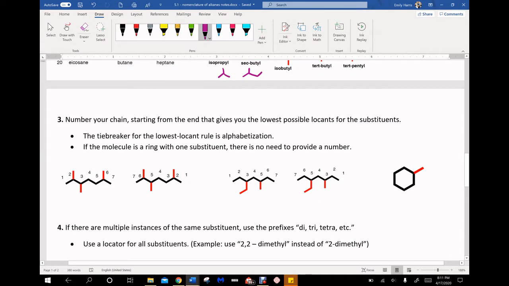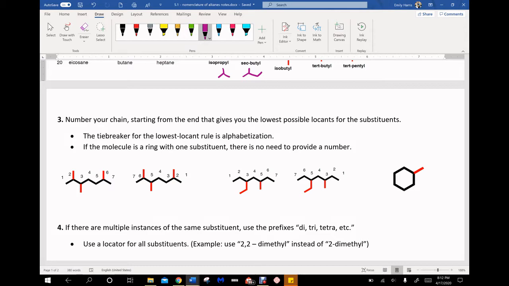So this one we actually already worked in. And so it says number your chain starting from the end that gives you the lowest possible locants for the substituents. Now, if you happen to have a tie, then the next rule is alphabetization. Whew, that's a hard word to say. It's basically where you're putting things in alphabetical order. And if the molecule, on the other hand, is just a ring with only 1 group, there's no need to provide a number because no matter the way you turn the ring, that substituent will still be on the first carbon.